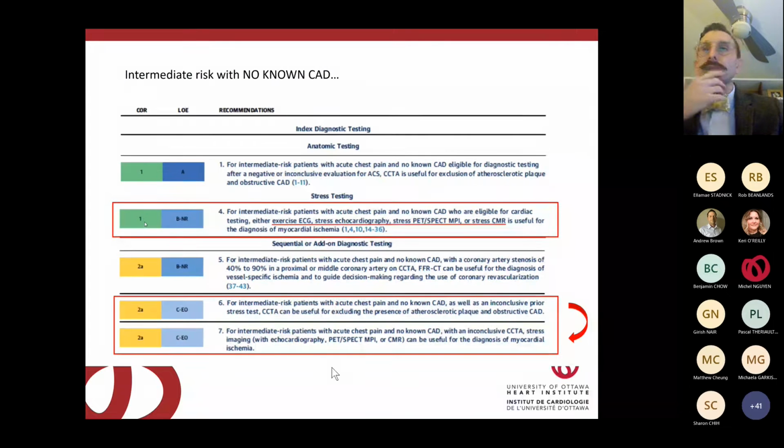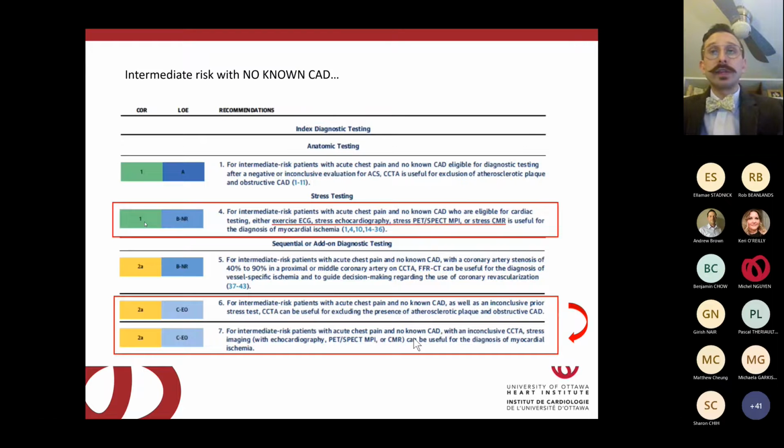Next, for intermediate patients with acute chest pain and no known history of CAD, you can use either exercise ECG, stress echo, stress nuke, or stress CMR for the diagnosis of CAD. These all garner a Class 1 recommendation.